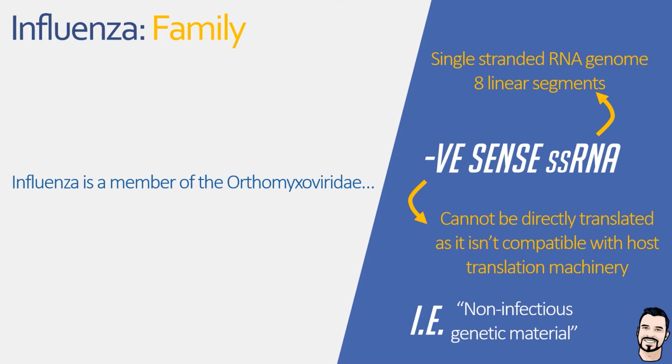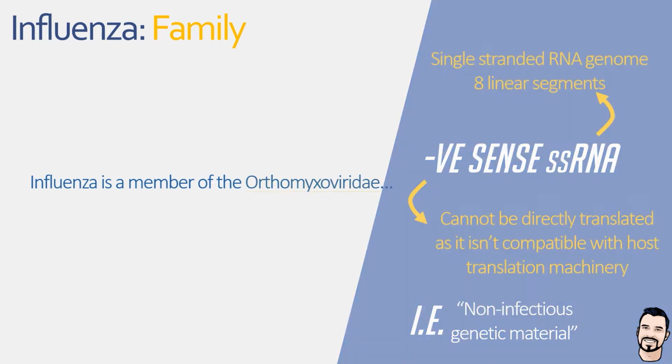Now, the reason why it can't be translated is because negative sense single-stranded RNA is technically complementary to messenger RNA, so it is the opposite of what is needed. Therefore, it needs to be converted to positive sense single-stranded RNA, which can then be recognized by the host translation machinery, making it infectious genetic material, capable of producing viral proteins.